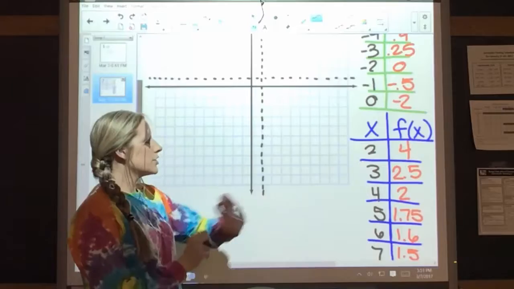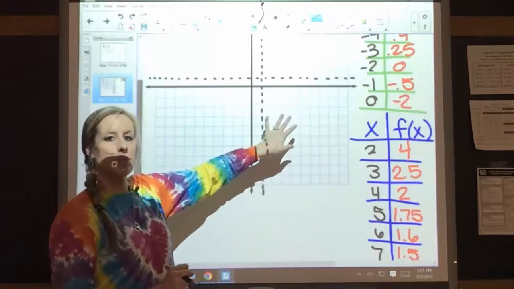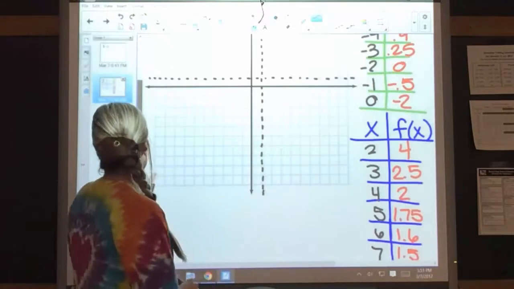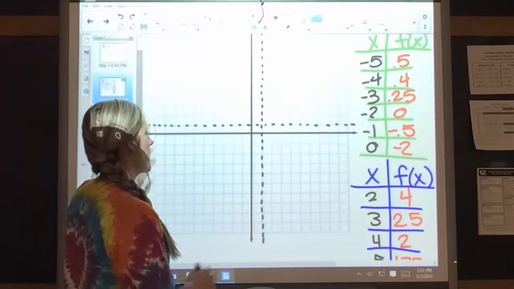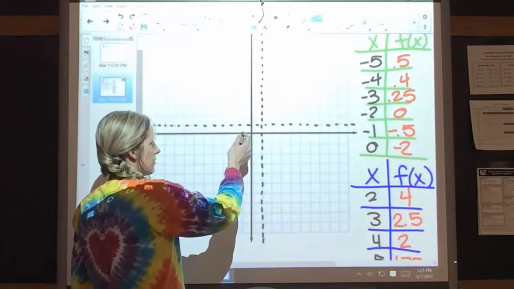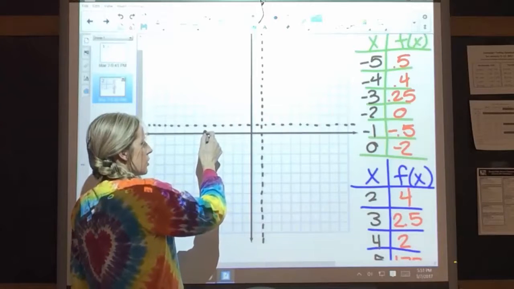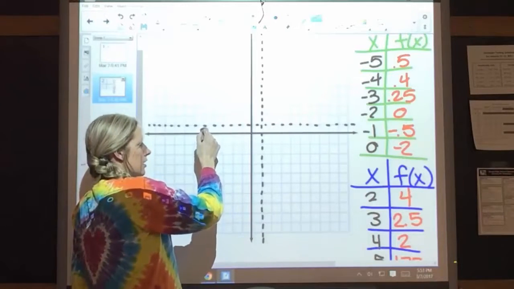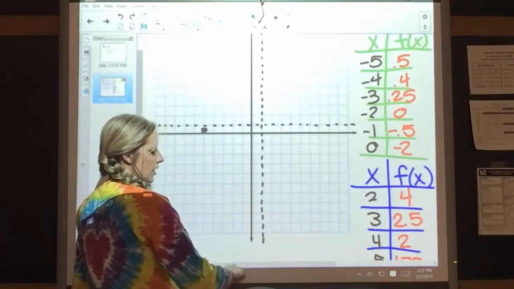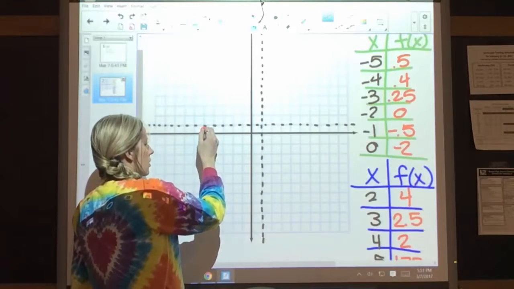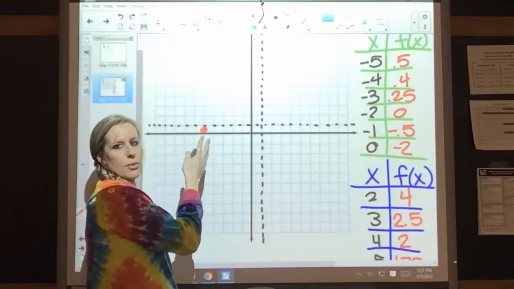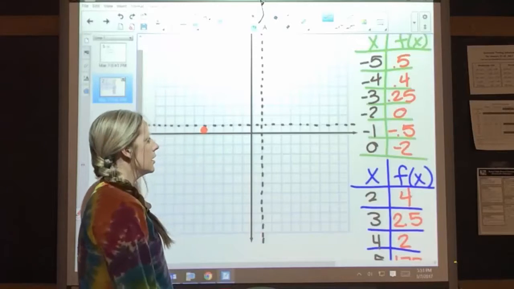All right, once you have your tables filled out, now we're going to plot those points on our graph. Okay, so negative 5.5, 1, 2, 3, 4, 5, and positive 0.5 would be somewhere in here. Use a different color. Right here, halfway between 0 and 1.